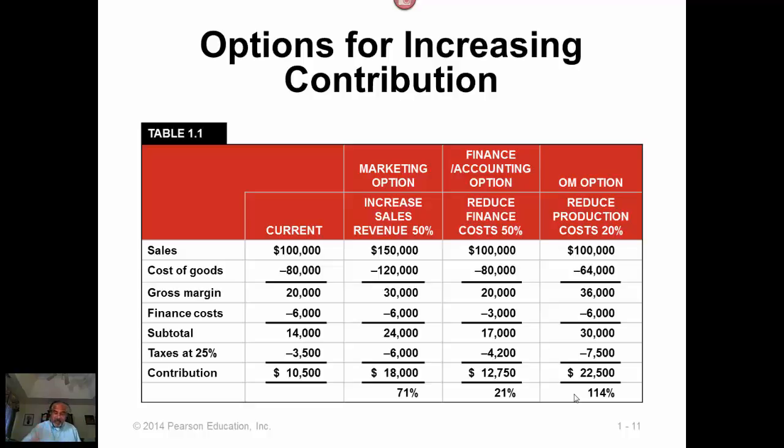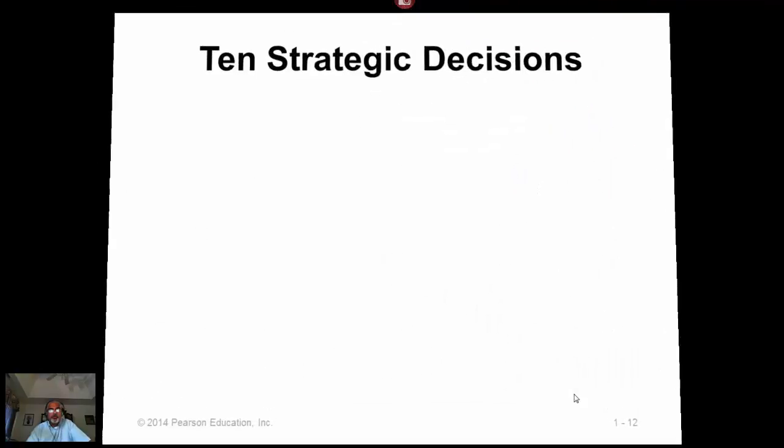So controlling costs has a direct impact on the bottom line, and therefore controlling the operations cost, the production cost, has a direct, significant, large impact on the bottom line, and therefore it is important that we analyze, study, and optimize the production function. So that's the reason why it is extremely important to study operations management.